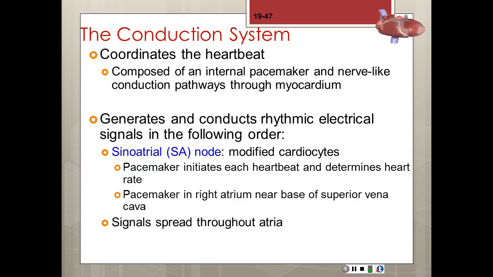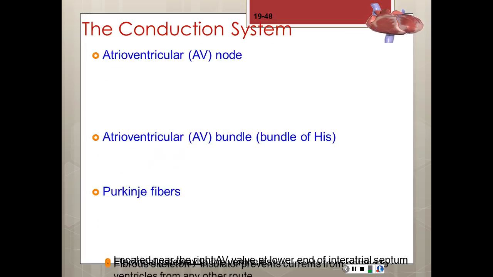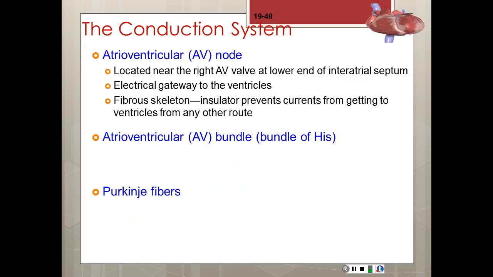Now, the SA node is a patch of modified cardiocytes in the right atrium, and it initiates each heartbeat and determines the heart rate. The AV node, or atrioventricular node, is located near the right AV valve at the lower end of the interatrial septum. Now, this node acts as an electrical gateway to the ventricles, and the fibrous skeleton prevents currents from getting to the ventricles by any other route.